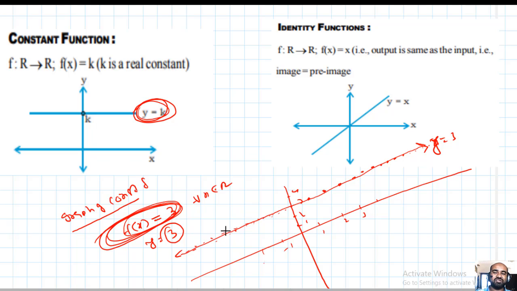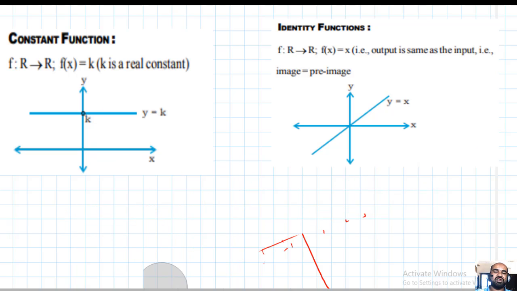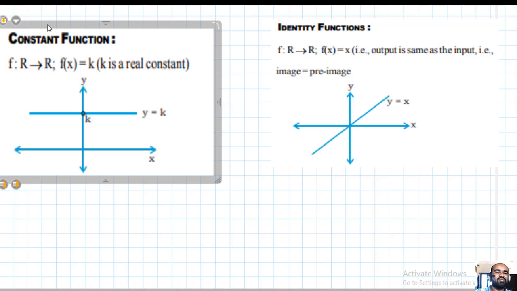For this constant function, k may be 3, k may be 2, k may be 0 even. That's why I explained the constant function, and the constant function concept is completed. So the range is a singleton set. All the elements of the domain are paired with only a single element.